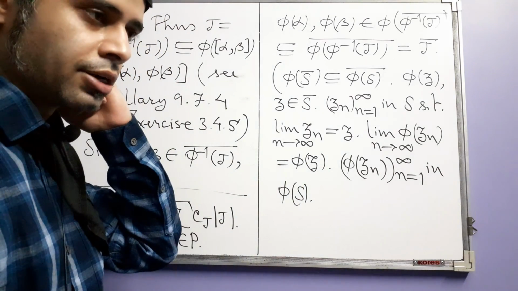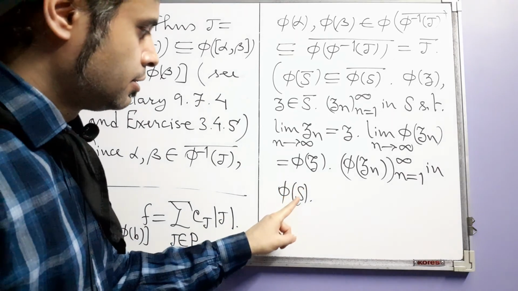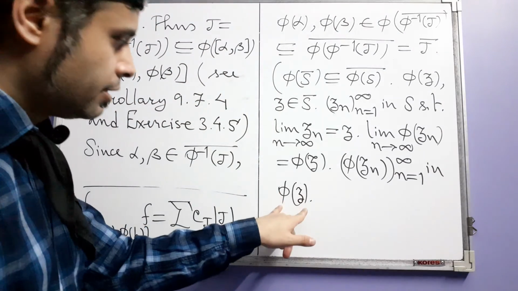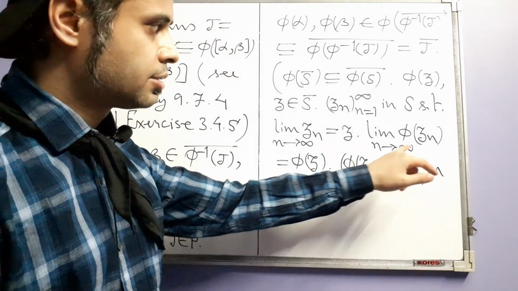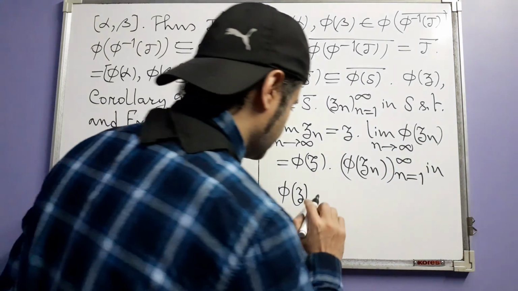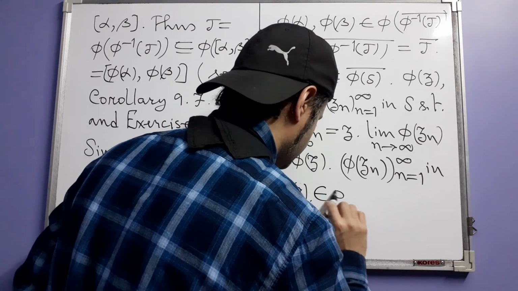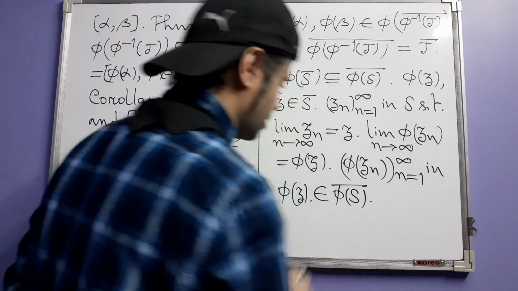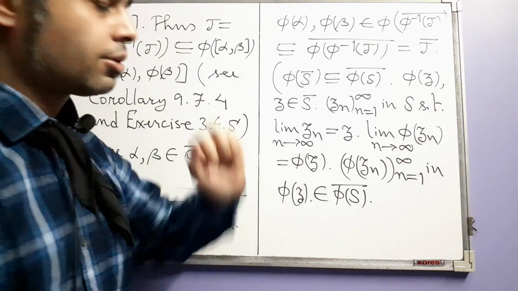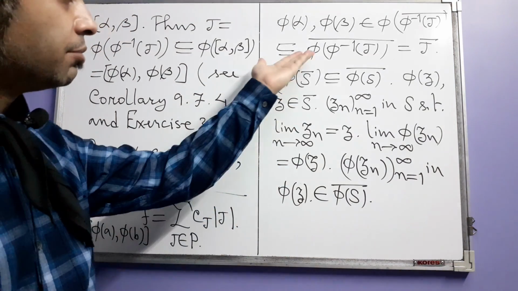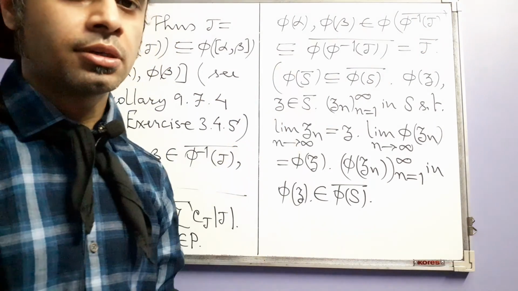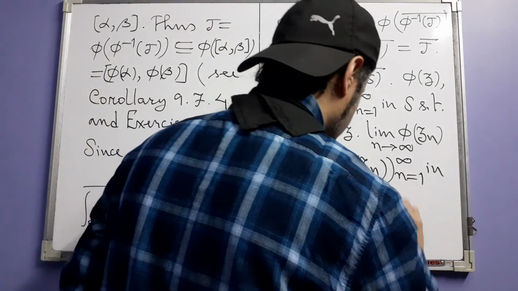So again, by one of the properties of closures, phi of z, being the limit of a sequence of points in phi of S, belongs to the closure of phi of S, and that is why phi of z belongs to phi of S closure. So that is how any element phi of z which is here is also here, and that's why we were able to write this. In place of S here, we have phi inverse of J.